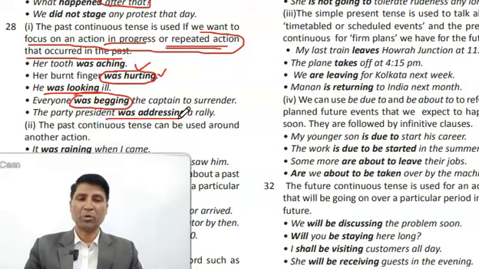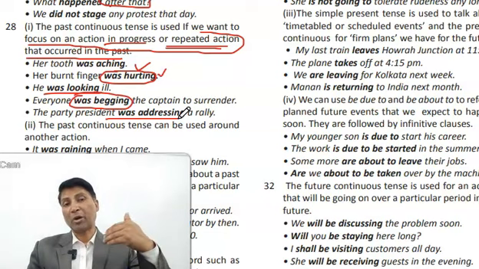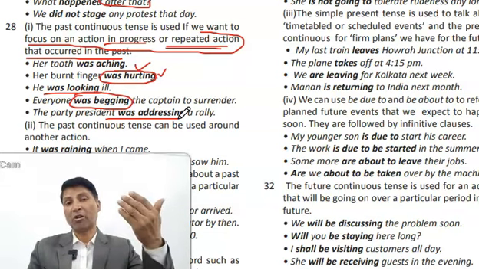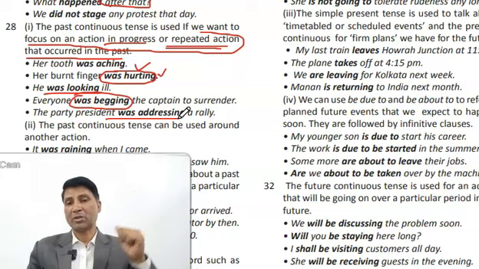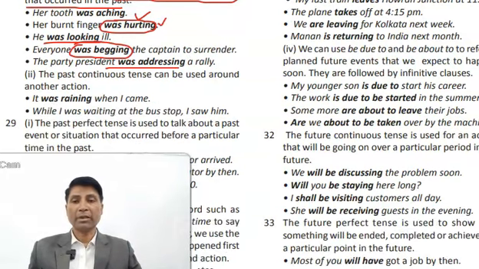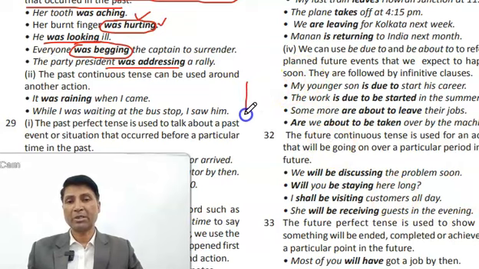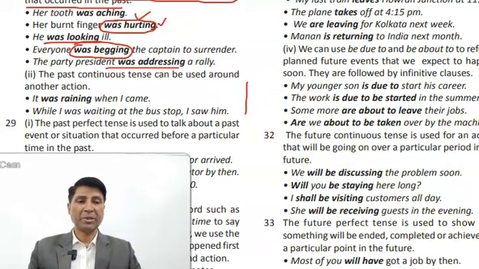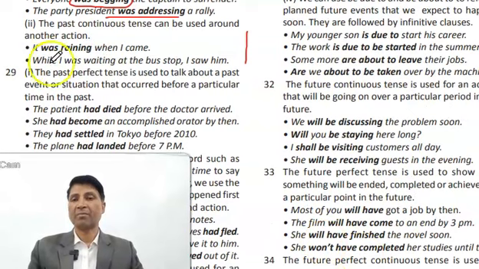In simple language, you can understand that the past continuous tense is used for an action that was in progress, that was going on, that was running at some time in the past. Then, next use. The past continuous tense can be used around another action, very, very important. What does it mean? Let me explain with the help of the examples that are given.